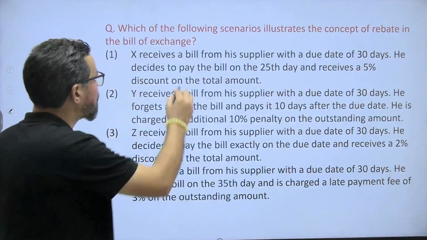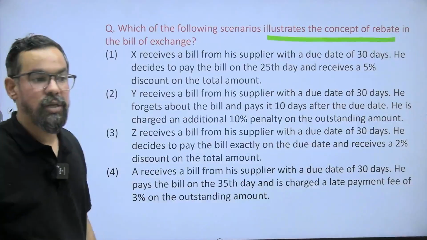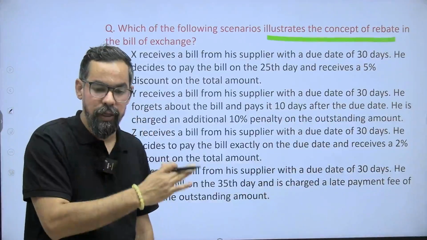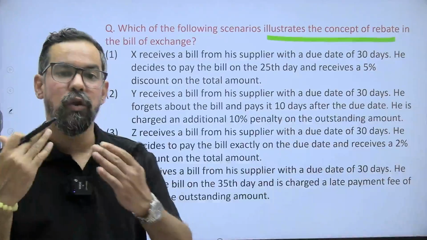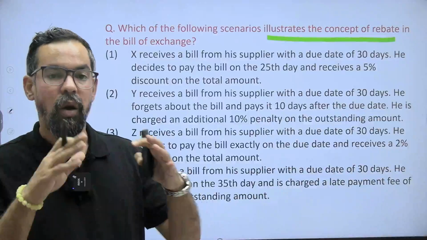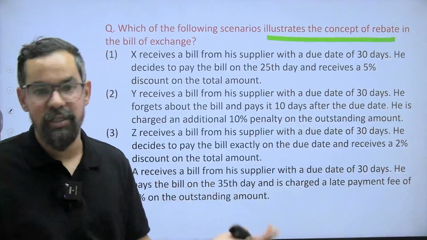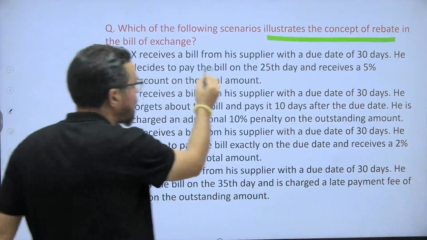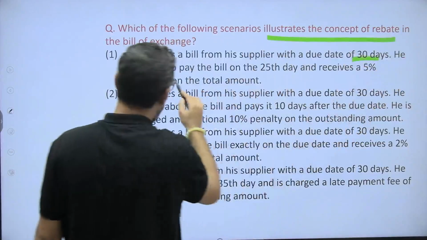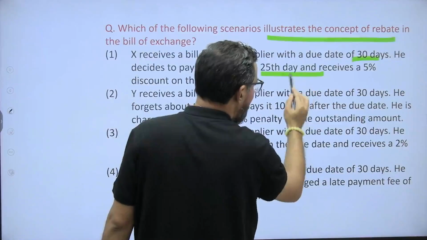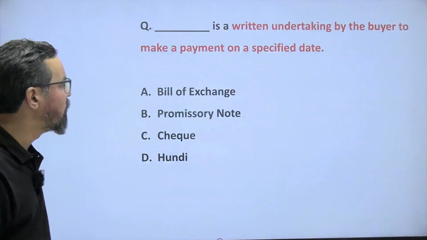Okay. Which of the following scenarios illustrates the concept of rebate on the bill of exchange? Rebate is a case like A draws a bill on B, which is payable in 3 months. Now B is offering some sort of deal: if I pay this particular bill on the 30th day, will I get a rebate of 1%? If A accepts, that is called rebate. So X receives a bill from his supplier with a due date of 30 days. He decided to pay the bill on the 25th day and receive a 5% discount. It can be the first one only. A only will be the right answer for this one.